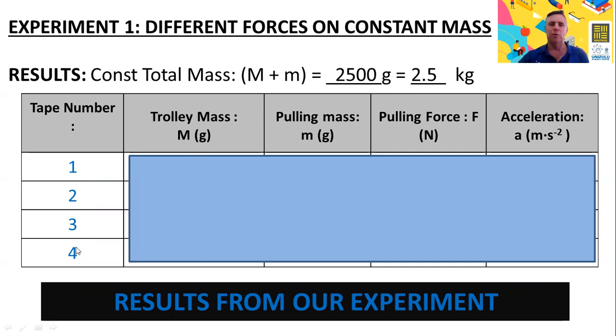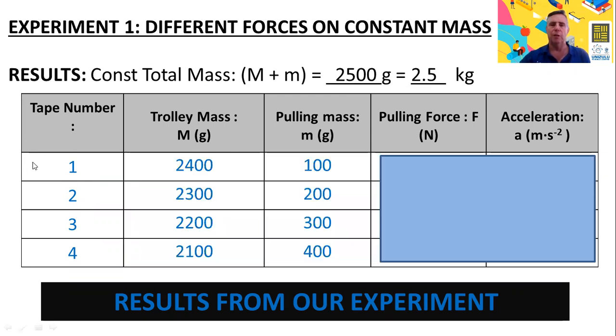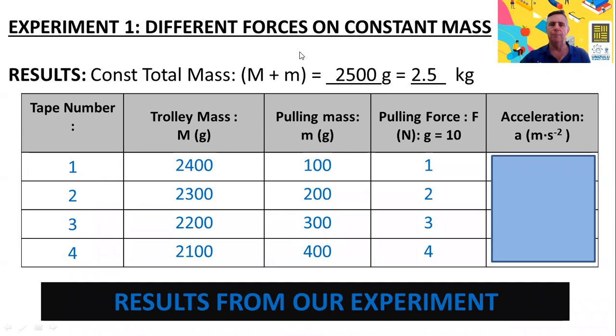We would produce 4 ticker tapes. To save time, we're just going to give you the values we calculated for acceleration, but the experiment is repeated 4 times and with 4 different pulling masses. As you saw, we started with 100 grams on the pulley, then 200, 300, and then 400. Because these masses were taken off the trolley each time, as the pulling mass got heavier, the trolley mass got lighter, but what you should see is that the total of the two is always 2,500 grams.